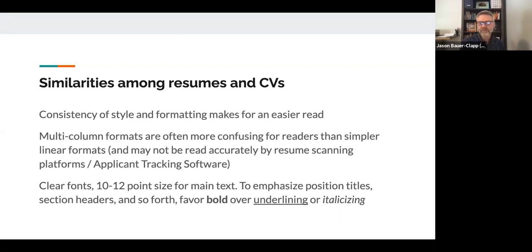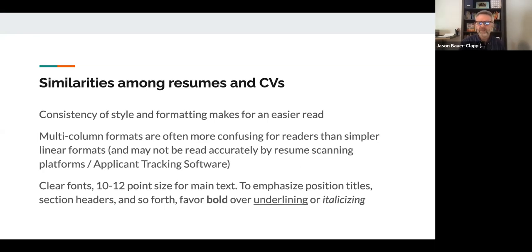And the other issue with multi-column formats is that, especially for larger employers that may be using resume scanning platforms, they're often known as ATS tools, applicant tracking software. Those don't always handle multi-column resumes or CVs really well. They can really confuse the text readers there. So just be cautious of that.